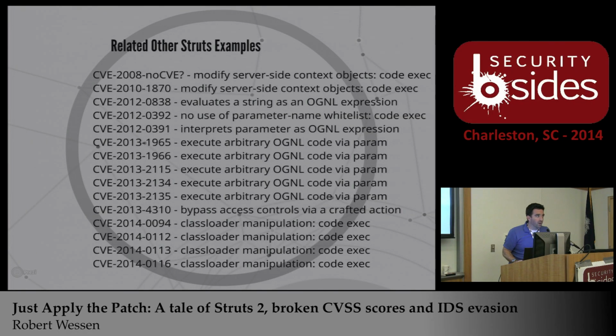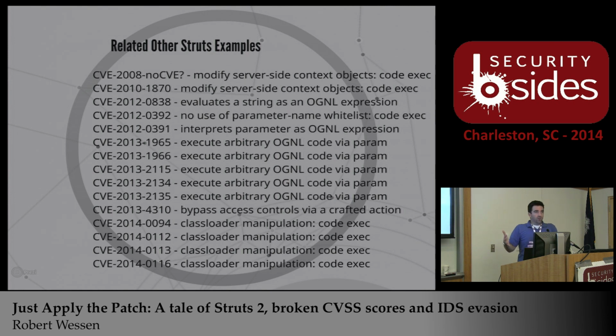So just a few more vulnerabilities of this style with Struts over the past few years. For those of you who are observant, you'll probably notice a pattern. Oh, by the way, these are my notes. These are not official CVSS notes or anything like that. This is just my internal notes of what you can do with this stuff if you find it. And you'll see patterns, right? So you've got a whole bunch of them that just execute arbitrary OGNL code via param, or class loader manipulation code exec, or the top two modify server-side context objects, but it results in code execution.